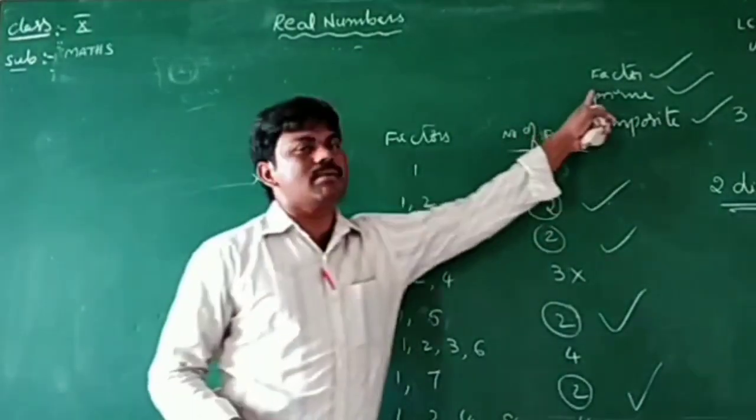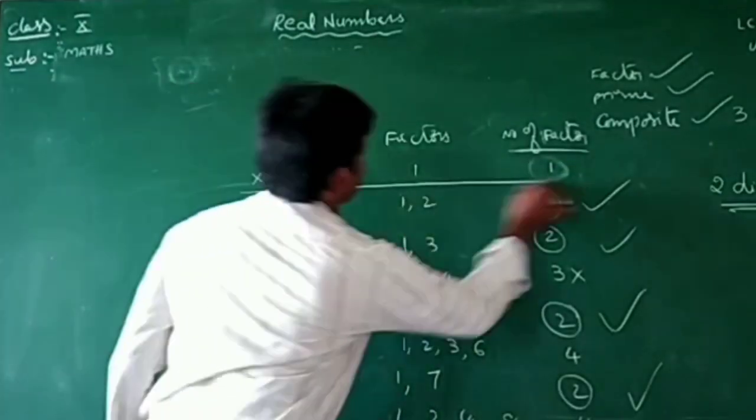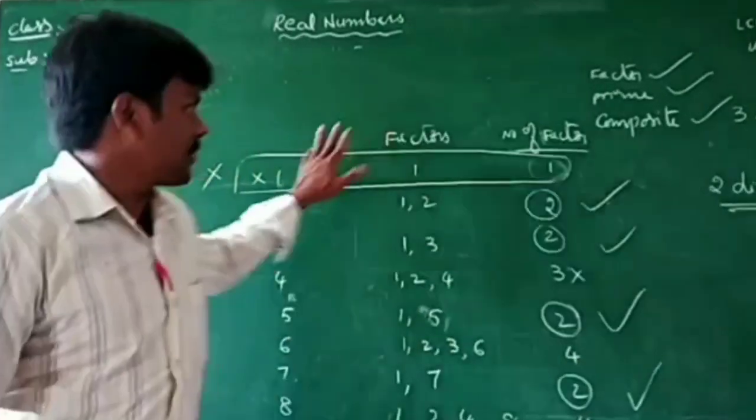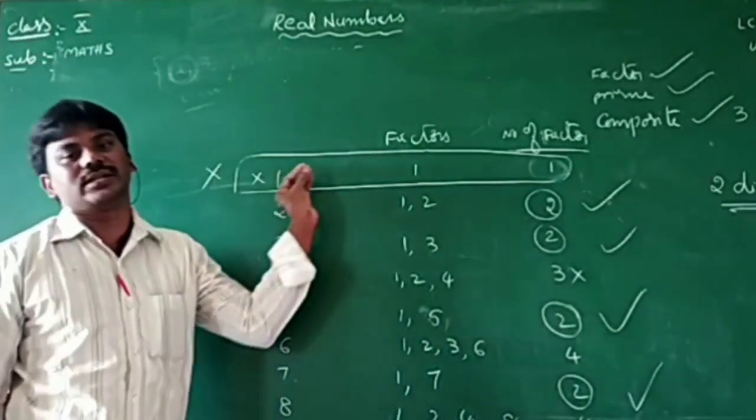Is it a prime number? It is also not a prime number. That's why 1 is called neither prime nor composite. It is not a prime number, not a composite number.